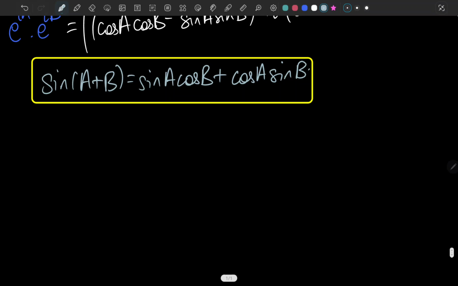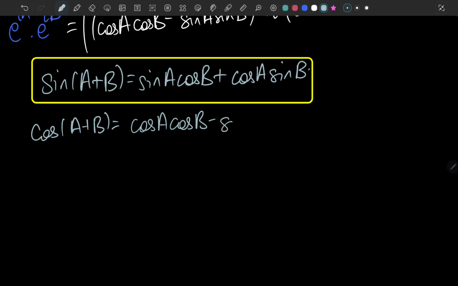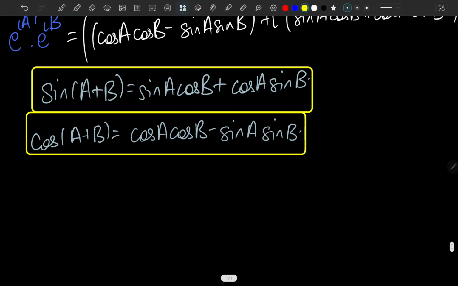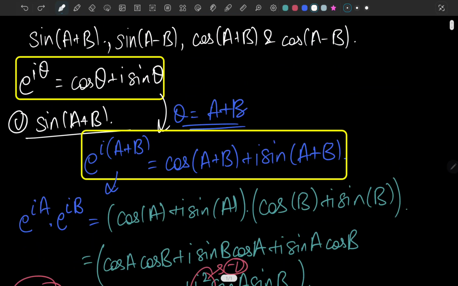Okay, and if we compare the real part, that's going to give us cosine of a plus b equals cosine of a cosine of b minus sine of a sine of b. Again, it's also among those things which are really important in trigonometry. So these two things have been proved, and now we're looking for the negative, just replace b here with negative b. Let's use Euler's formula again to prove that.